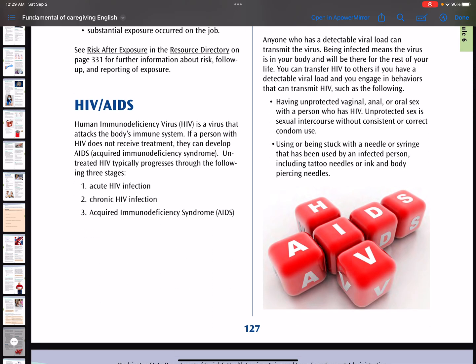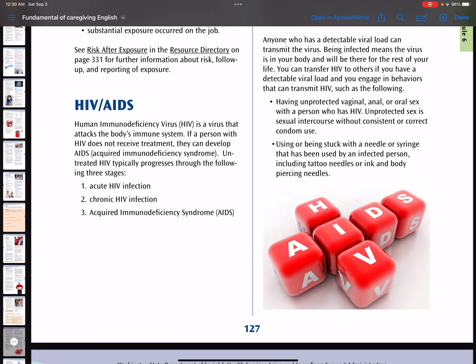HIV is not transmitted through saliva, tears, or sweat. You cannot get HIV from hugging, shaking hands, sharing toilets, closed-mouth kissing, sexual activities that do not involve the exchange of bodily fluids, or through the air.